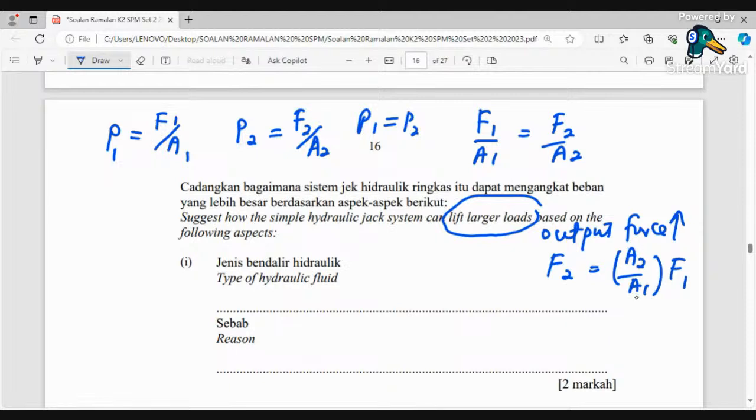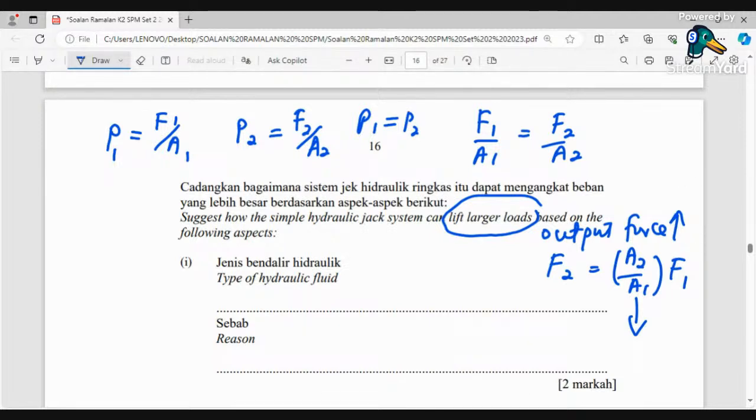So you can see the factor that affect the value of F2, of course F1, and also area of piston. F2 and A2 is directly proportional. If you want to increase the force, you can increase the area of piston 2 or output piston, or you smaller down the area of input piston, or you increase the force F1 applied.